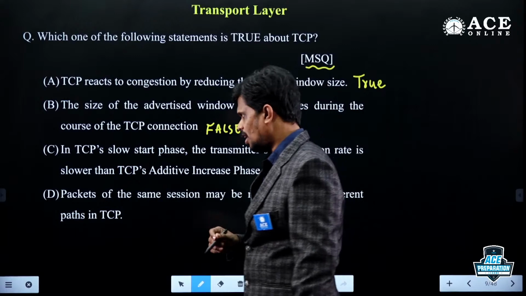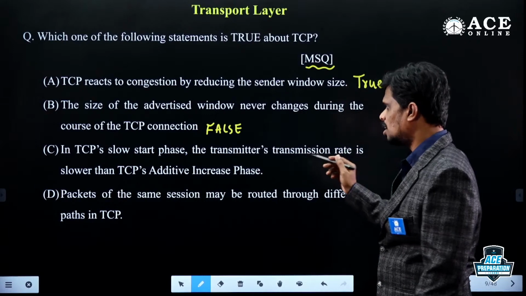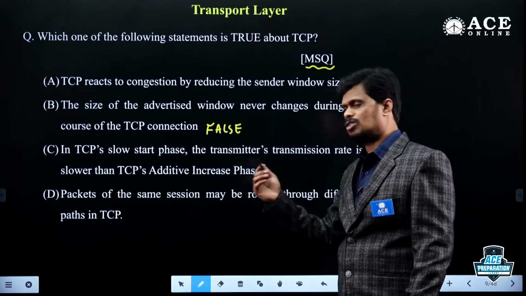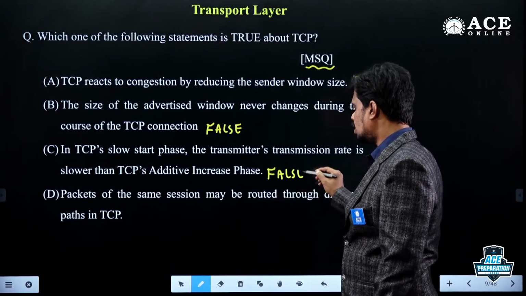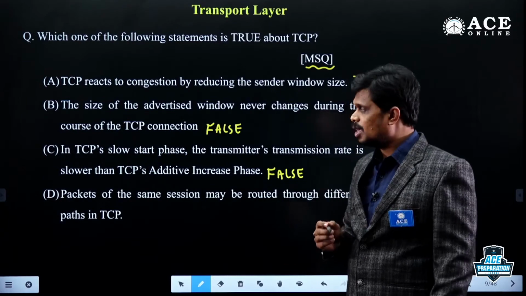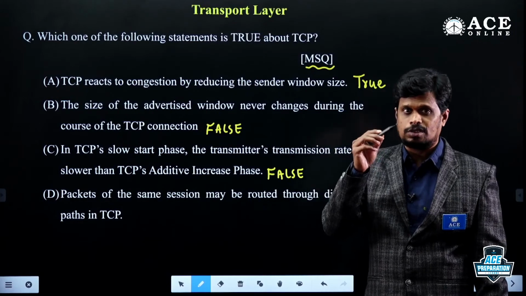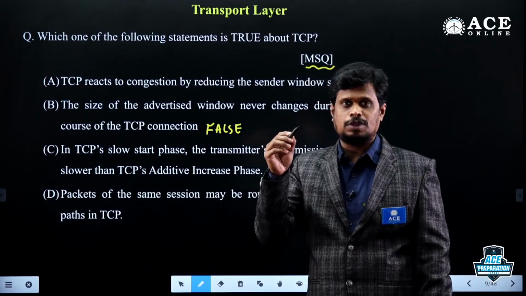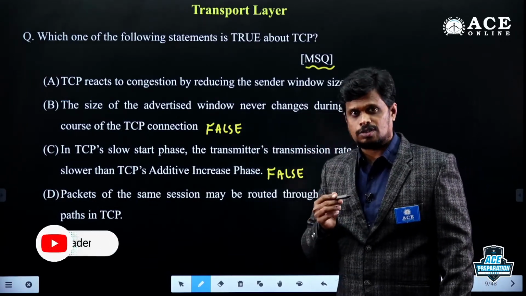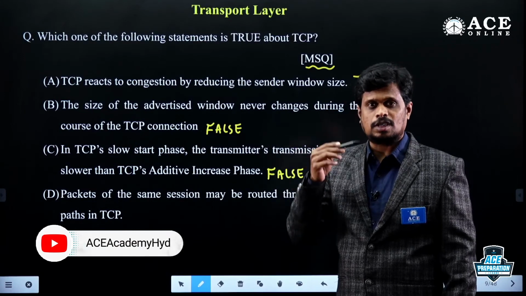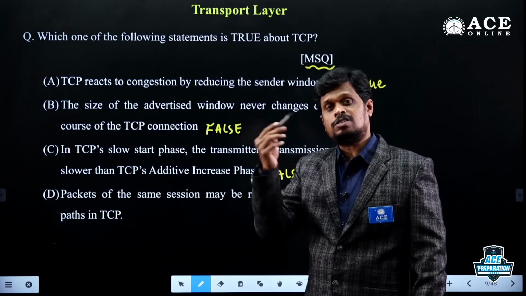Then option C, if you verify, in TCP's slow start phase, the transmitter's transmission rate is slower than TCP's additive increase phase. Is it true? No, it is false. How can you say that it is false? Because in slow start phase, you know that the sender window size is the minimum of the congestion window and the receiver window, right? That sender window size is being incrementally increased. In slow start phase, the congestion window size is exponentially increased.